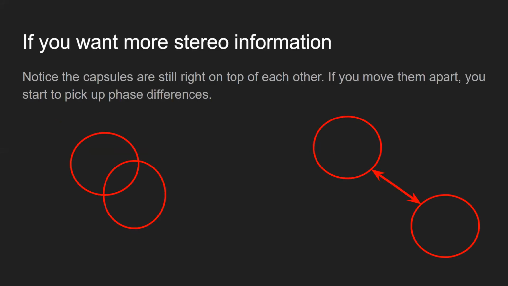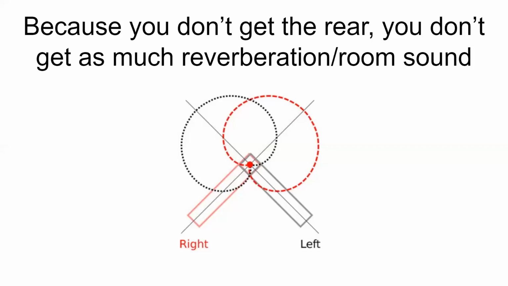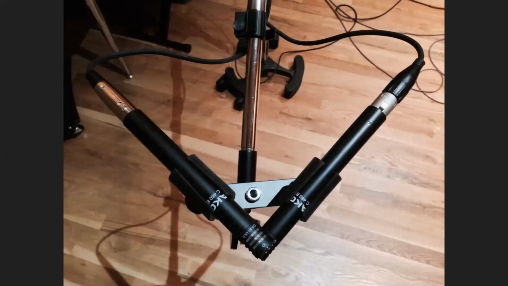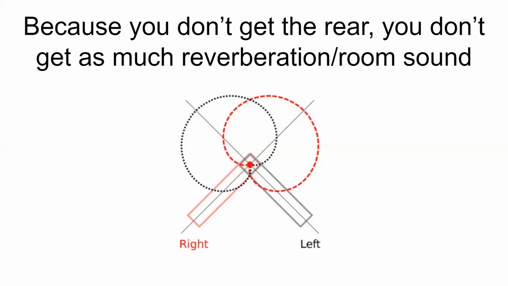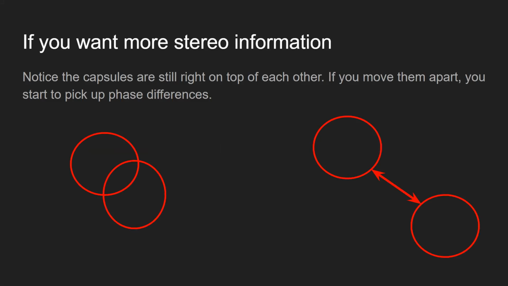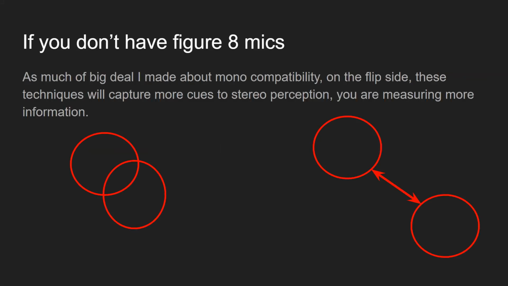There's another whole set of techniques called near coincident. So instead of doing what's on the left, where the mics are right on top of each other, like in this XY, if you move those mics apart, you're going to start getting phase information. So if you're in a situation where you don't care about the phase cancellation, you can do that, and you're going to get more stereo cues by moving your mics apart, but you're going to break that compatibility when you're summed down to mono.